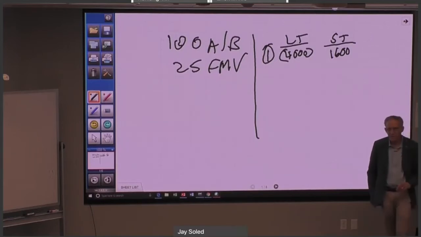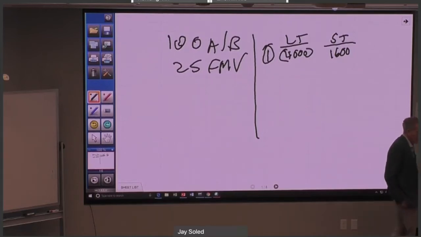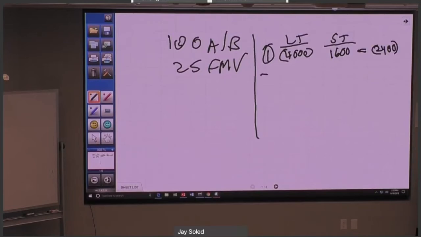Back to page 701. We're back to problem 1, where we have long-term capital loss of 4,000, short-term gain of 1,600, right? Now we can net these two, right? We can net these two. And what's the upshot? The whole capital loss goes against ordinary income because it's less than 3,000. Everyone agree?